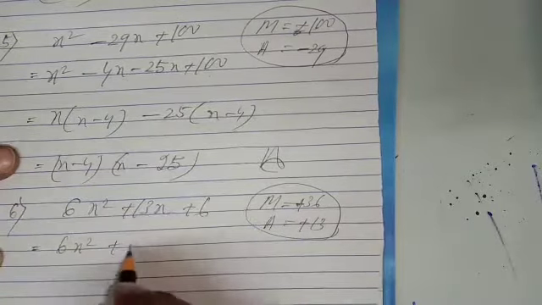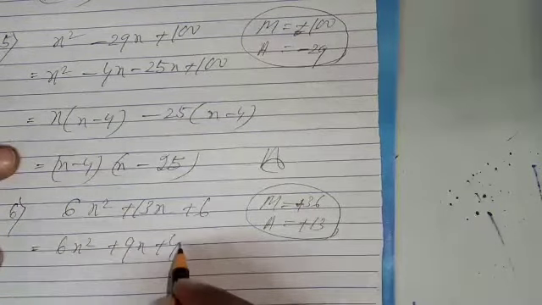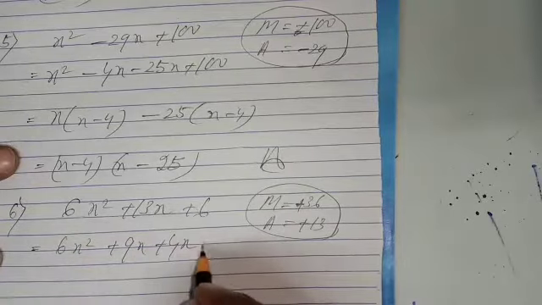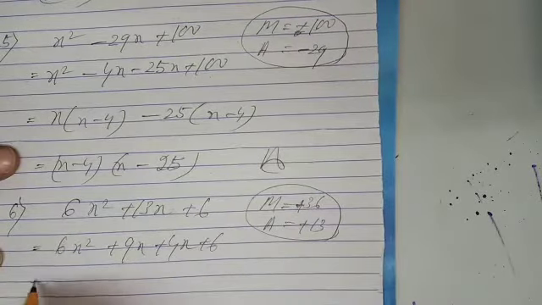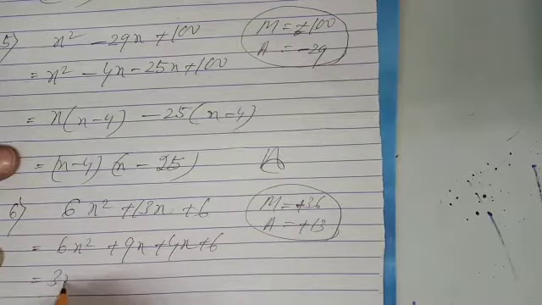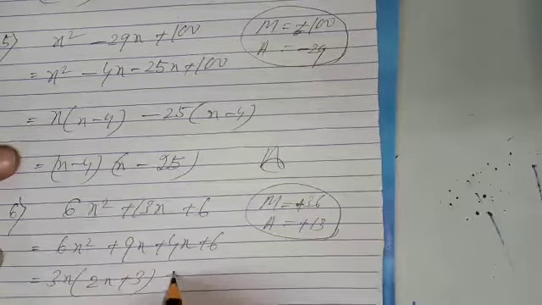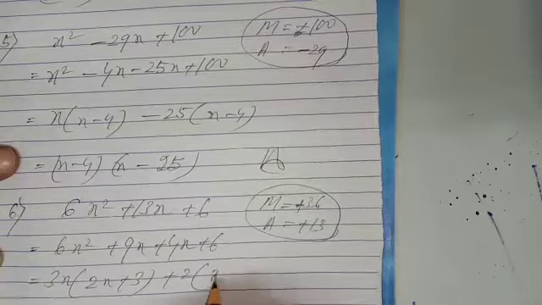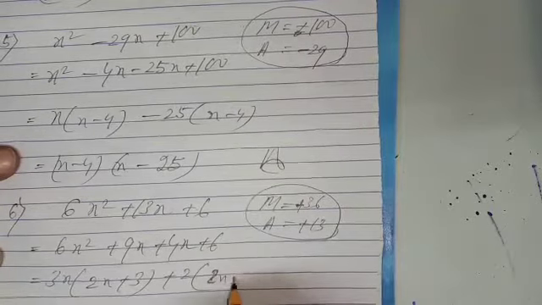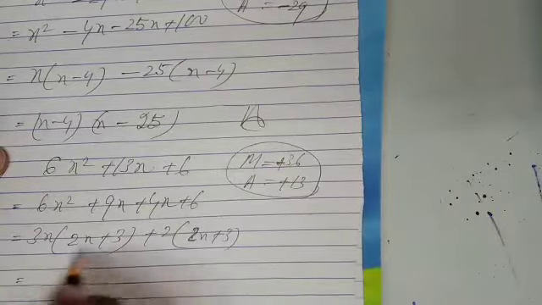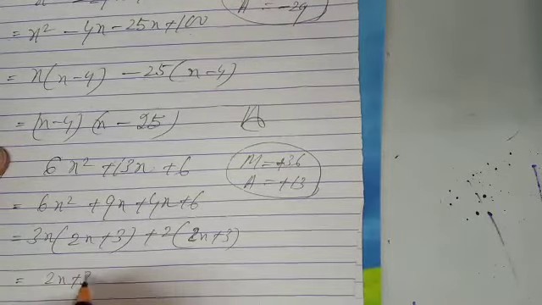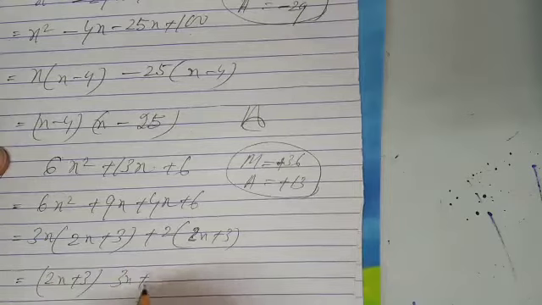6x square plus 9x plus 4x. 9 times 4 is 36, 9 plus 4 is 13. From the first two, you have to take 3x common. What is left here? 2x plus 3. From the last two, you take 2 common. That is left 2x plus 3. Next, 2x plus 3 taken outside and 3x plus 2. This is the factorization of number 6.